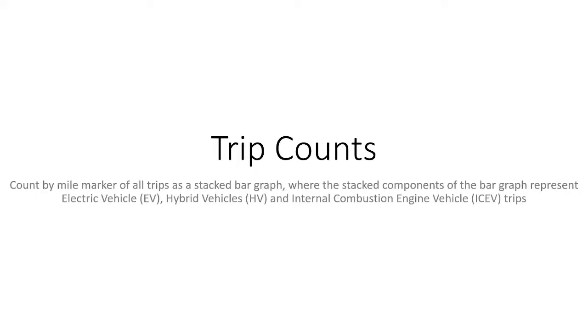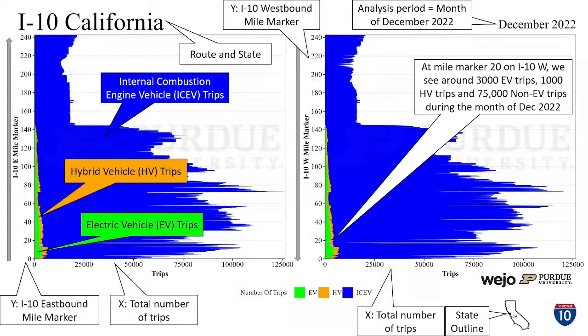so we can define where to place the next charging infrastructure investment. And this is one of those visuals we feel really shows the current penetration of EVs, and going into the future will provide longitudinal tracking of how and where EVs are traveling. So this is an example from I-10 in California. And on the left and right is eastbound and westbound.